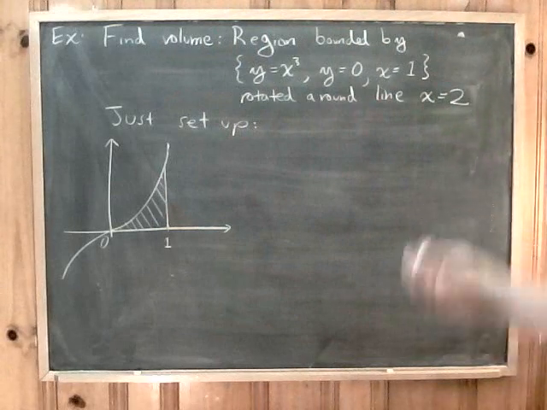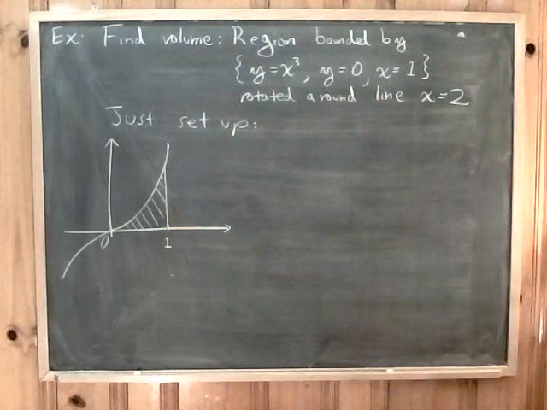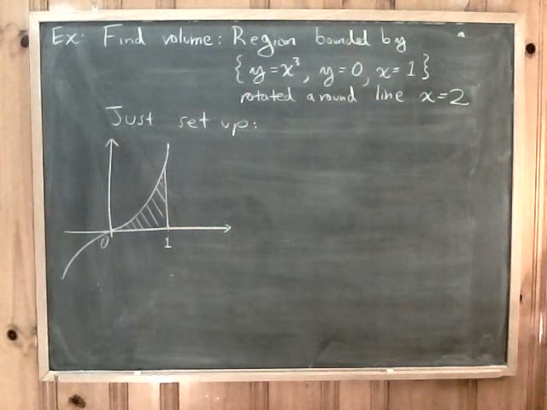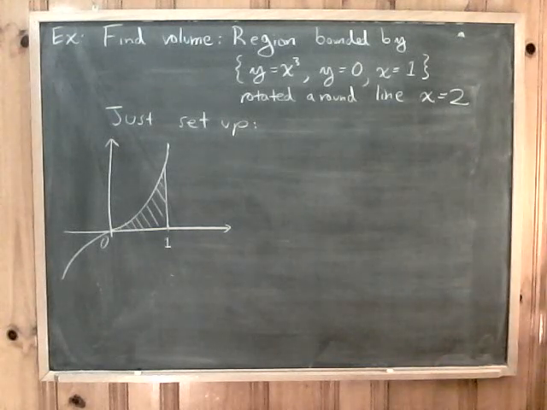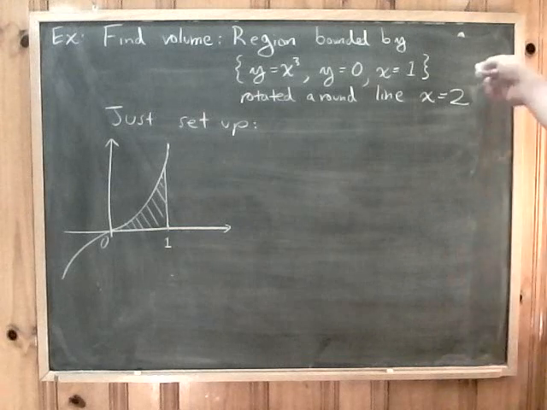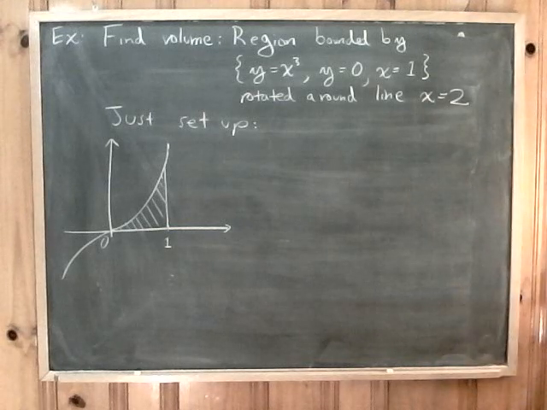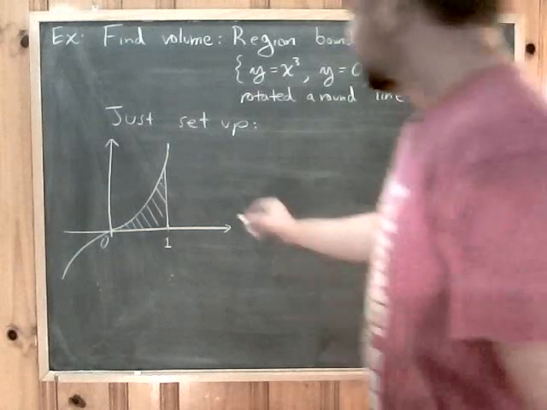This is another one where it's either type 1 or type 2. It's both types, so you can pick and choose. Just for the sake of having a cylindrical shell problem, I'll pick type 1 so that when I rotate it around a vertical line, x equal to 2, it will give me cylindrical shells. So here's x equal to 2.